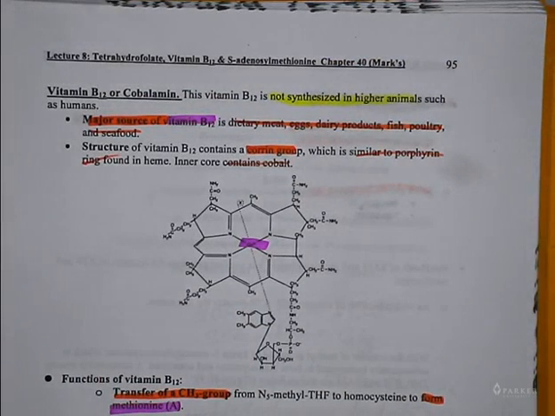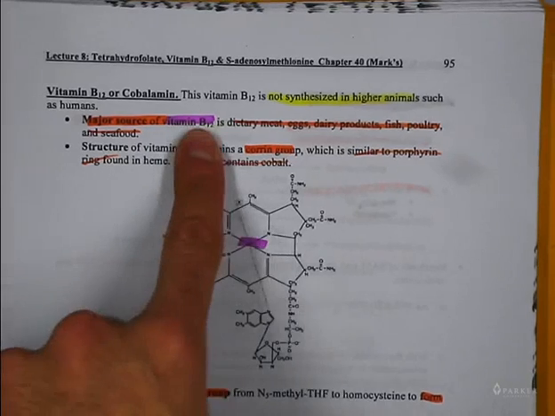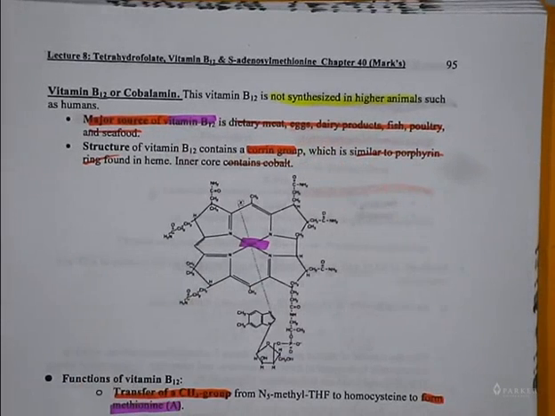Transfers one carbons. Where does it get its one carbons? From THF. Perfect. So we've already talked about half of this, guys. B12, very importantly: meat, eggs, dairy, proteins, fish, poultry. What do you not see in that list? Vegetables, fruits, plants of any kind. B12 only comes from animal proteins.